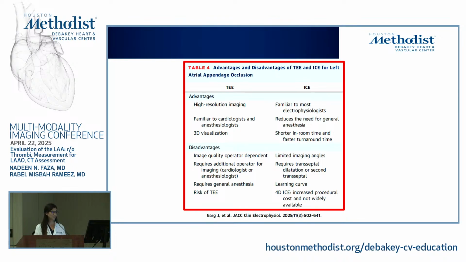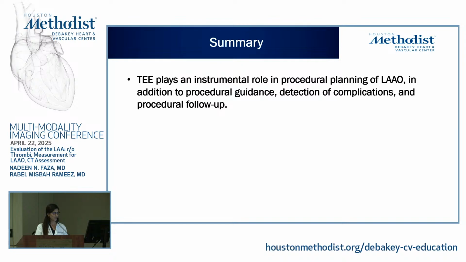The disadvantages of ICE is you have limited imaging angles, requires transseptal dilation or a second transseptal site to get your catheter into the left atrium. There's a learning curve like anything new that we introduce. And 4D ICE catheters have increased procedural cost and are not currently widely available. I'll end with that and just say TE plays an instrumental role in planning of left atrial appendage occlusion, in addition to procedural guidance, detection of complications, and procedural follow-up.